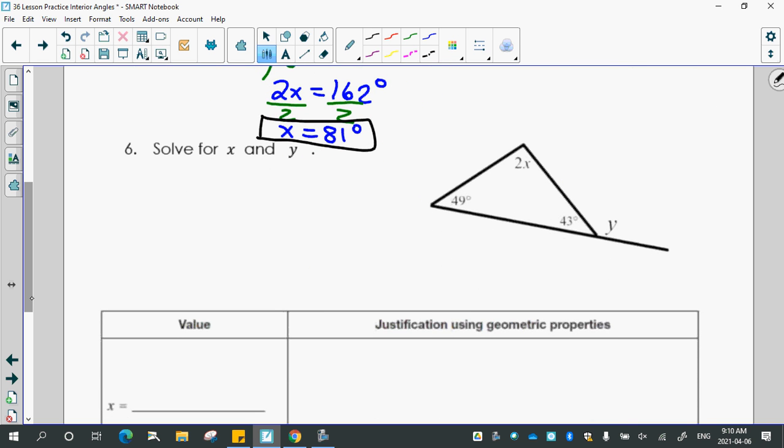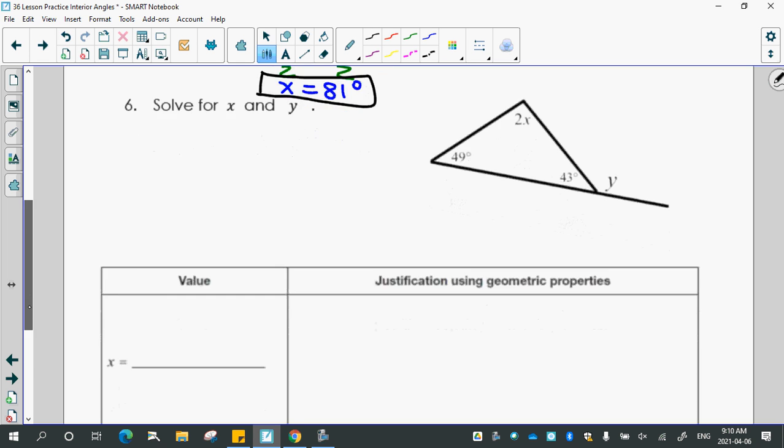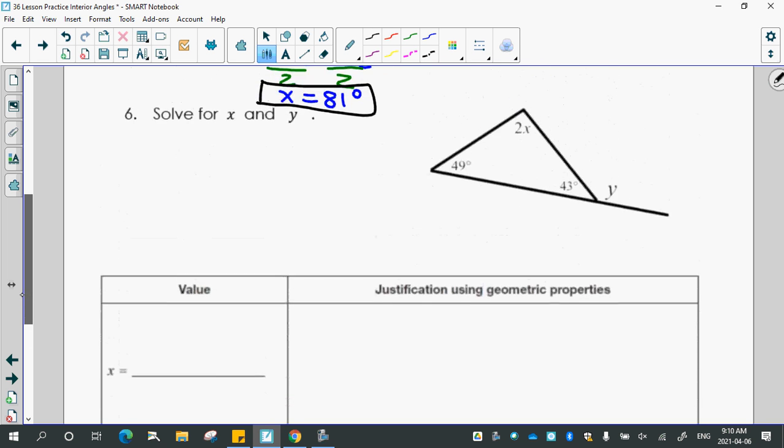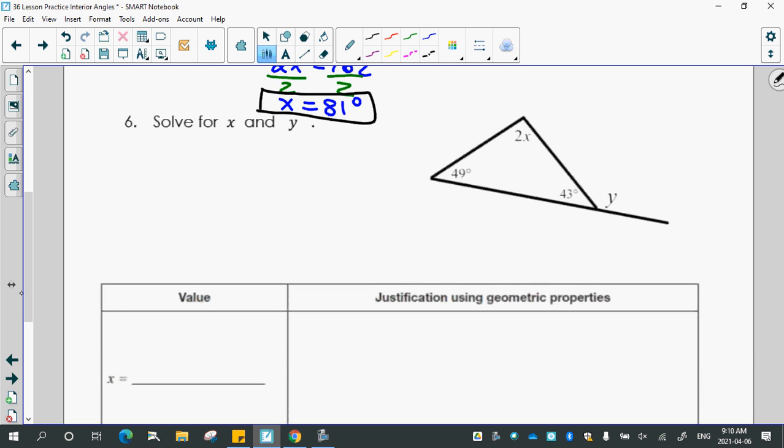All right, solve for x and y. So this is an EQAO question I just cut from there. There's a little chart for you to put your justification, and then also use geometric properties. Anyone have any ideas how to find either x or y? Since the sum of a straight line with the interior angles is 180, subtract 43 from 180. Okay, so you're using the rule.